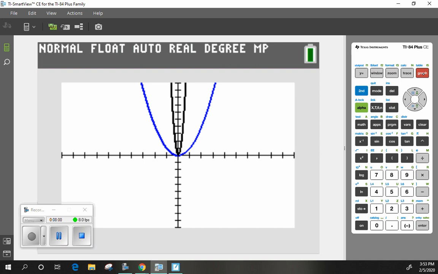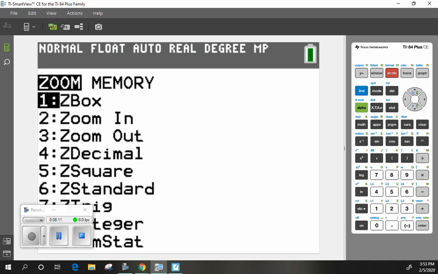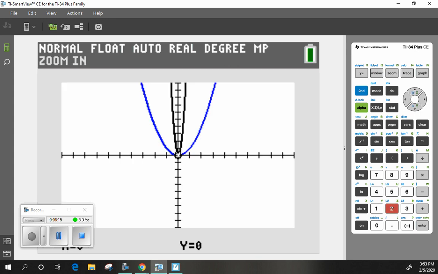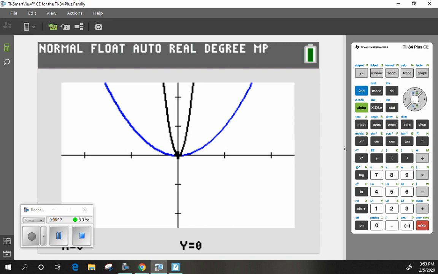And what I'm going to do so that I can see it a little better, because our outputs are getting big really, really fast, so it's really, really skinny, I'm going to hit zoom, and then I'm going to hit number 2, zoom in, enter, so I'm right there on that center axis. Now, as you can see, our parent function looks a little bit wider than what we did yesterday, but it is still the same parent function.